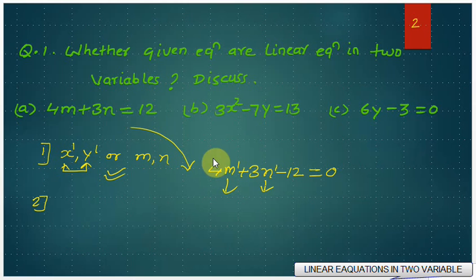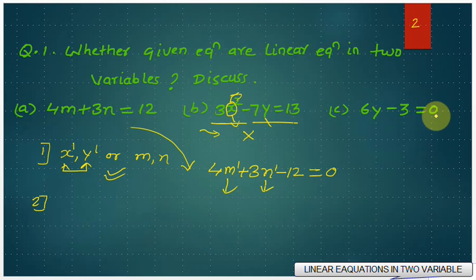Now the second equation is 3x square minus 7y is equal to 13. This is not the standard form of a linear equation in two variables, because there are two variables x and y, but the degree of both variables is not the same, and the first variable has an order greater than 1. So this equation is not a linear equation in two variables. Let's discuss the third.